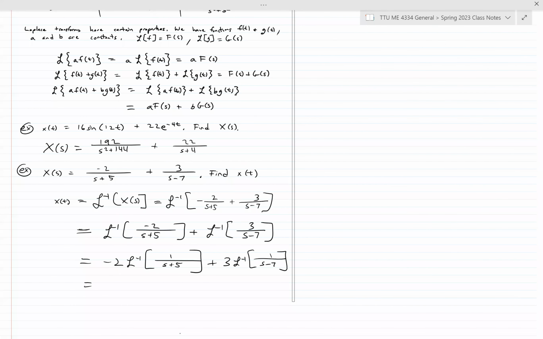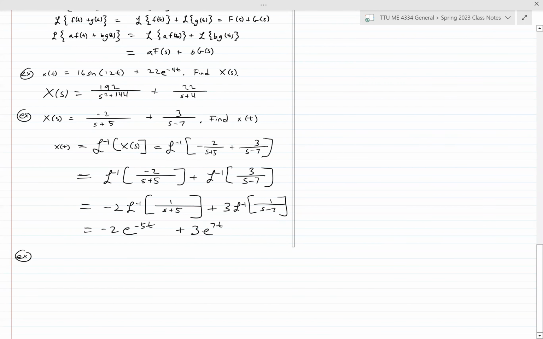So we're going to have -2, and then it's going to be e to the what? -5 times t, right? Plus 3 e to the what here? Positive 7t, right? We have a -7 on the bottom there. Good. All right.